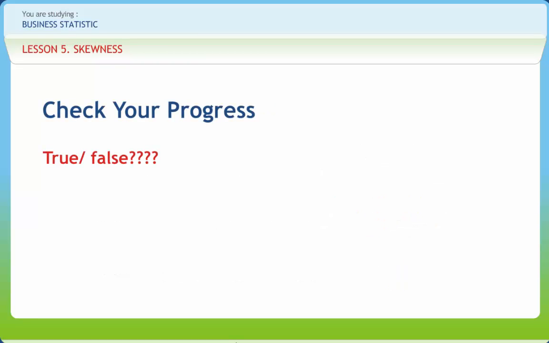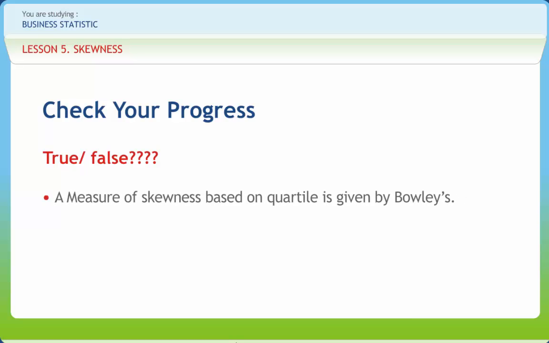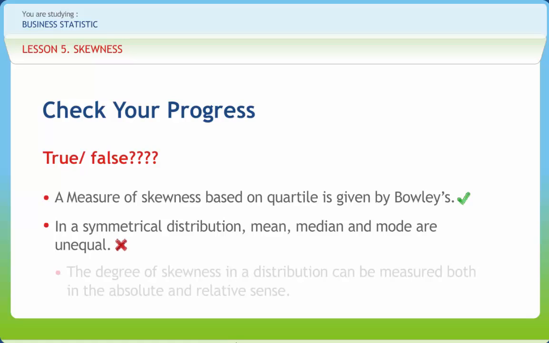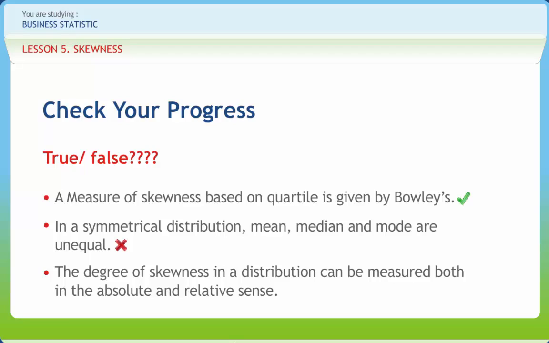Now let us check if we have understood the various concepts discussed in this lesson clearly. A measure of skewness based on quartile is given by Bowley's. Right or wrong? Right. In a symmetrical distribution, mean, median, and mode are unequal. Right or wrong? Wrong. The degree of skewness in a distribution can be measured both in the absolute and relative sense. Right or wrong? Right.